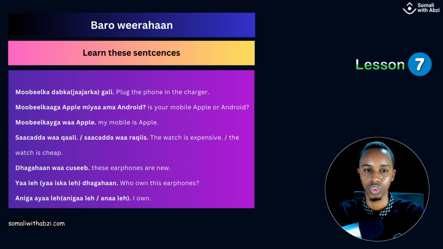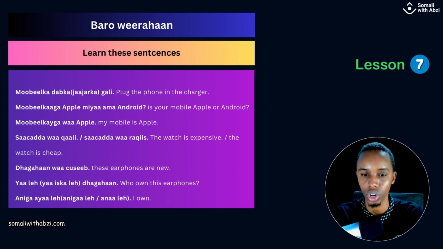Alright, the first one is mobilka dabka gali or mobilka jajarka gali. So in the Somali language, as I mentioned earlier, dab, we use for fire, also electricity. Also, now we're using it as a charger to charge the phone. Mobilka, the mobile, dabka, the fire or the charger, and jajarka, you can also use that, gali, to plug in, to put in. So mobilka dabka gali or mobilka jajarka gali. They mean plug the phone in the charger, yeah.